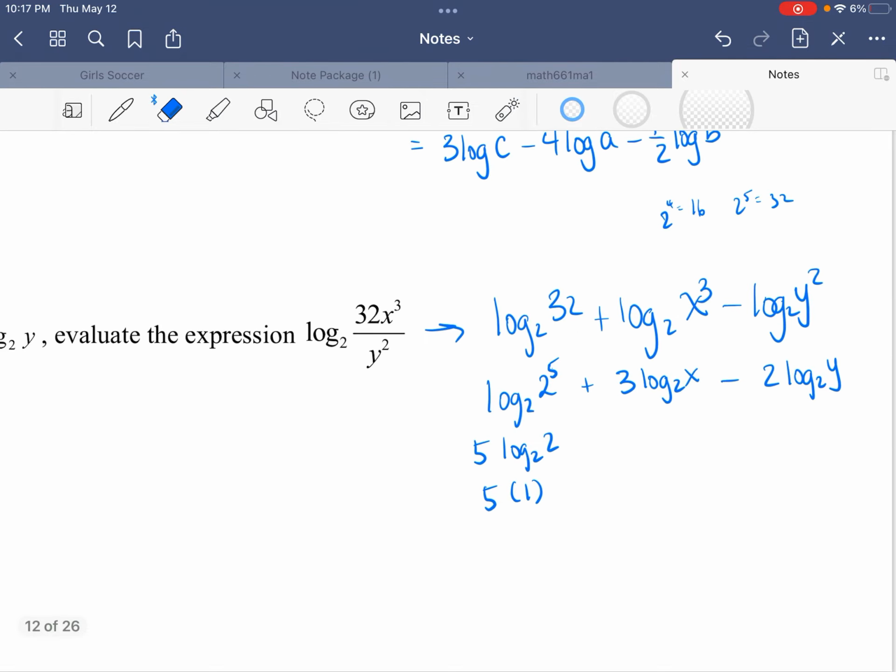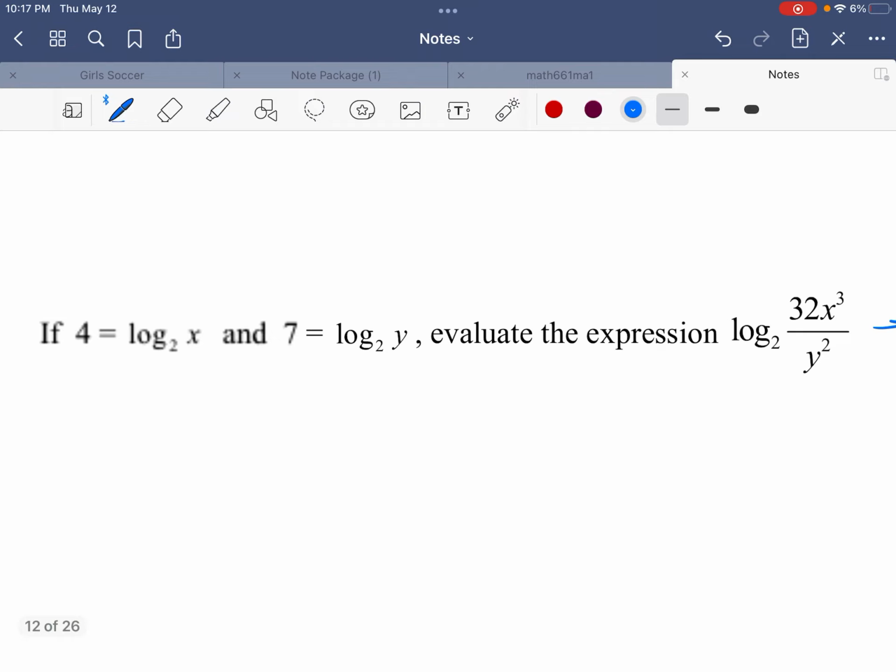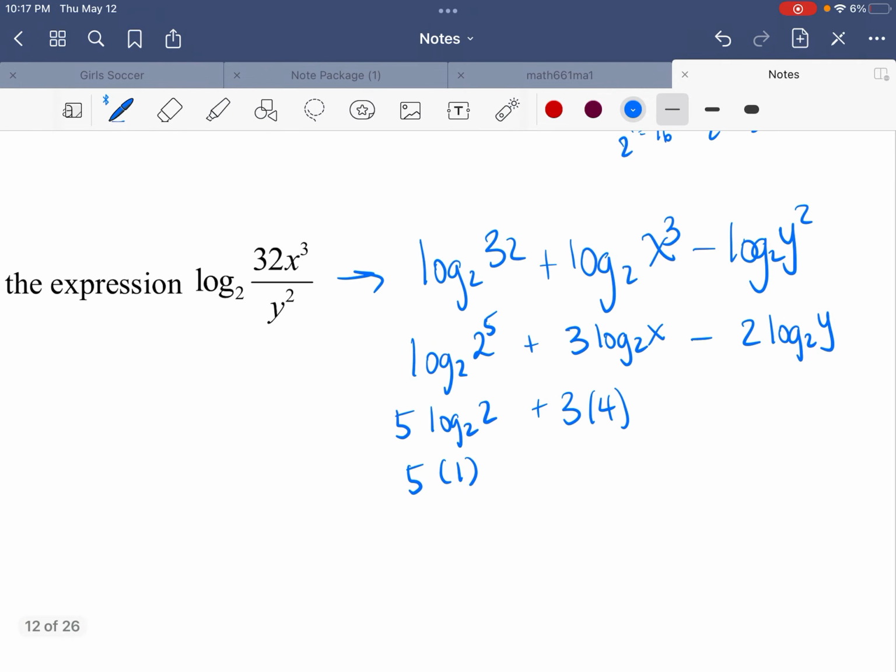So 4 is equal to log 2 of x, so we can substitute that in here. And 7 is equal to log 2 of y. So we can substitute that. So you end up with 5 plus 12 minus 14, which is 3.